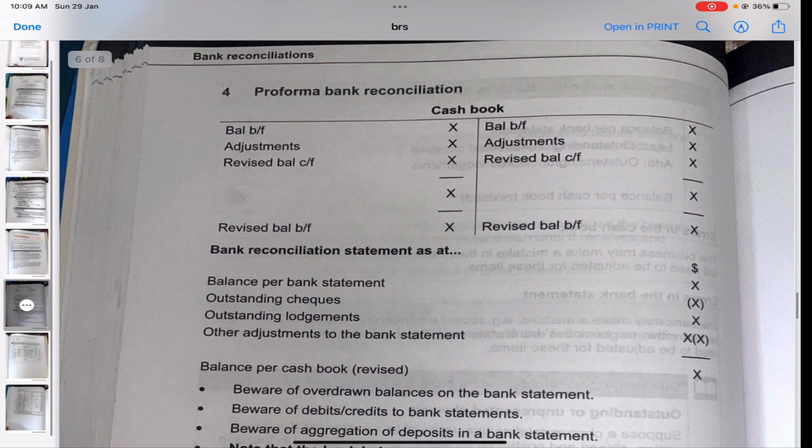Okay. So this is the format of how we'll be going about with the questions. We have a cash book, and cash book usually has a debit balance. So on the debit side, we have a balance brought forward. That is the positive balance. If the cash book has a negative balance, we will show it on the credit side. That would be on the right side.